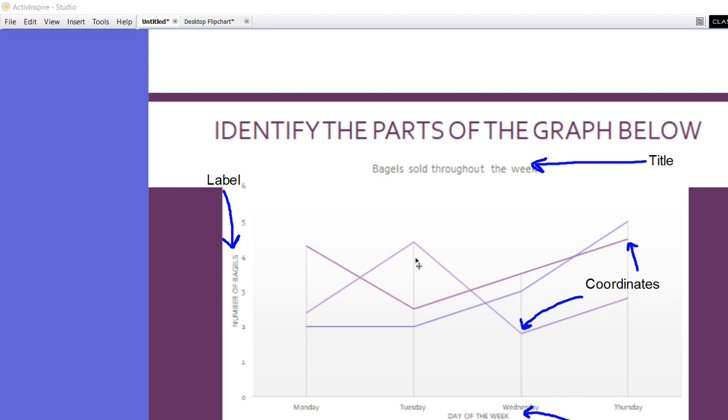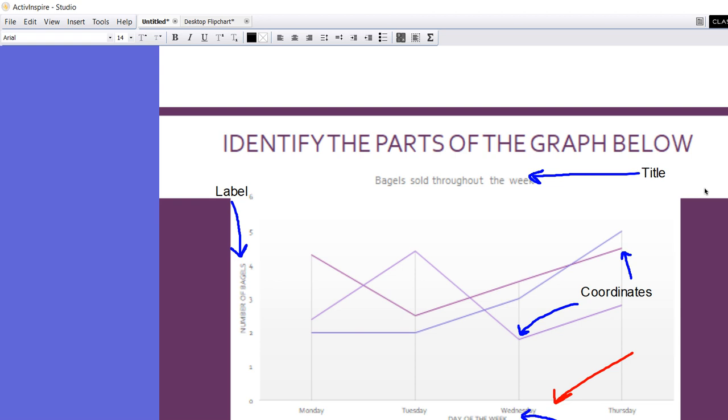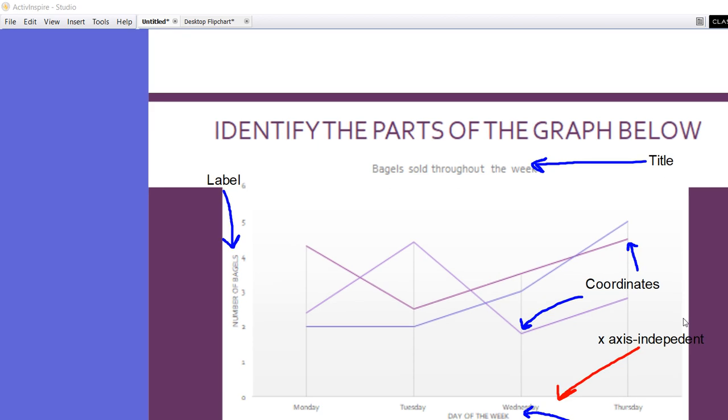Now, one key thing is to make sure that you know the difference between the X and Y axes. So I'd like to take a moment and identify those. The X-axis is down here at the bottom. It's the horizontal axis. And the X-axis is where we graph the independent variable. Remember, the independent variable is the variable that I, the scientist, control or change.